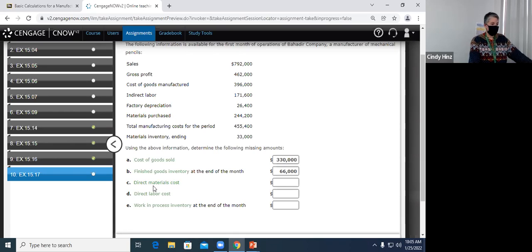The next question asks for our direct materials cost, so we're looking for information about materials. Well, we know we purchased $244,200. We didn't have a beginning balance because this was our first month of operations. So we bought $244,200 worth, and at the end of the month, we had $33,000 left. So how much must we have used? Of the $244,200 we purchased, we had $33,000 left. How much did we use?